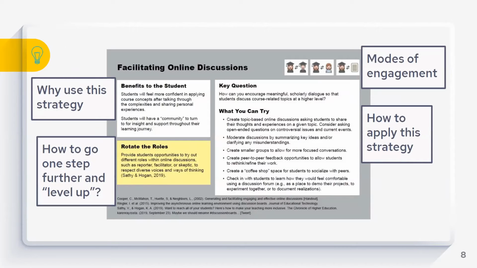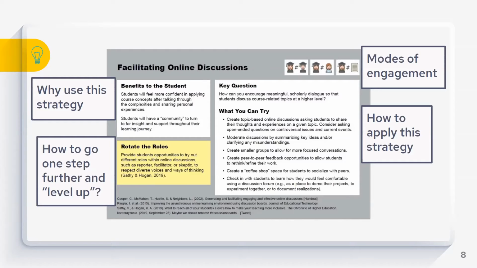So those were the 7 card areas, and I'll use the facilitating online discussions card as an example. Each card is laid out as follows, and there are 3 main sections to the card. You'll see there's an overarching key question related to the content strategy. There's a section under what you can try that provides some ideas for how to apply the content strategy. And there's a section that lists some overall benefits to students.